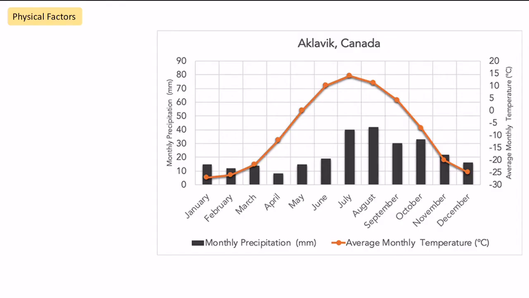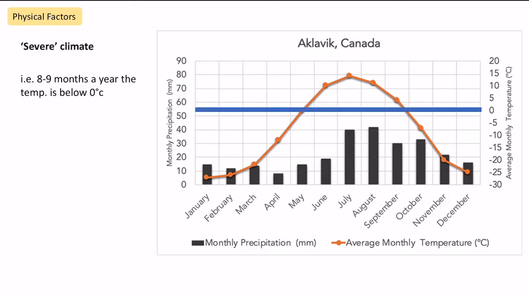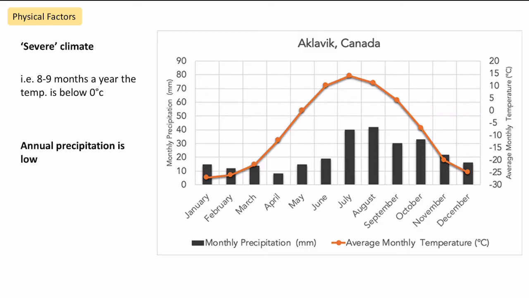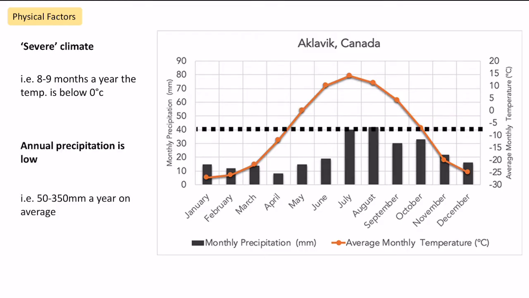This lack of temperature and radiation is a massive driver in how the water cycle acts, and it has an incredibly severe climate. Most of the year, 8 to 9 months a year, it will be below freezing, so below 0 degrees C. And there will also be very, very little precipitation, somewhere in the region of 50 to 350 millimetres a year on average. That's about 10% of what you would get in the Amazon per year. So extremely low temperatures, very, very little precipitation of any form.